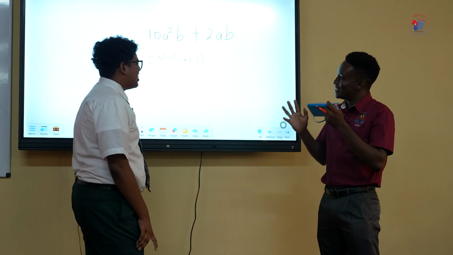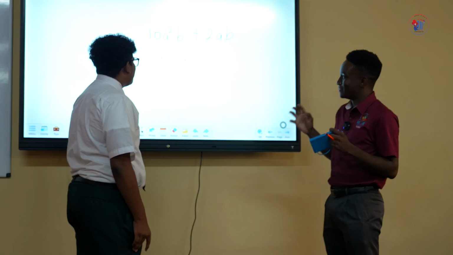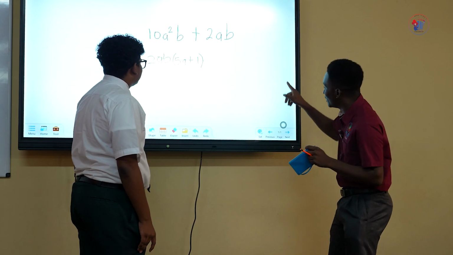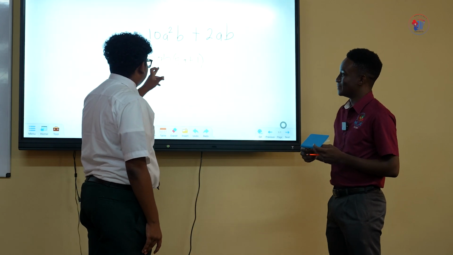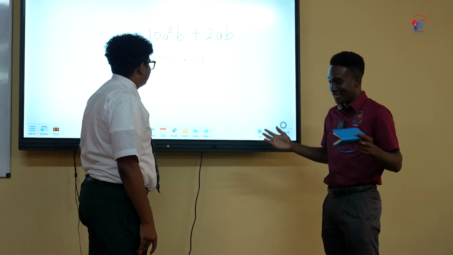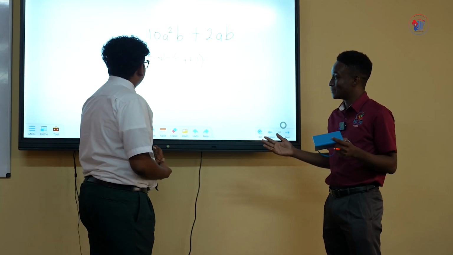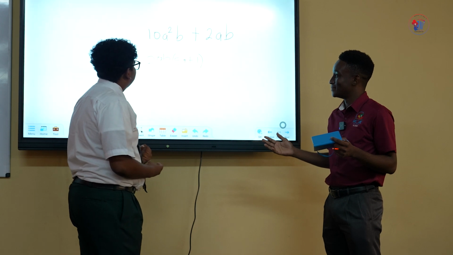Alright, so if I wanted to check to make sure that I factorized correctly, what can I do to make sure that I was correct? You could multiply back this with that. And what should I get back when I do that? The 10a squared b plus 2ab.